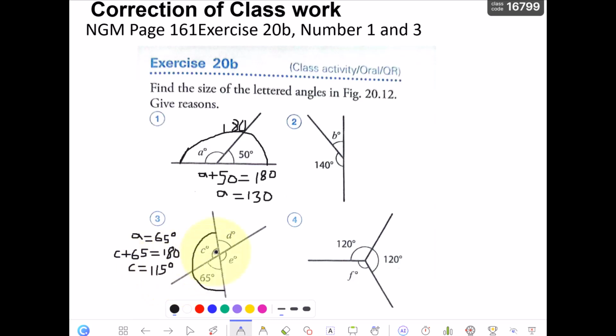So that is C. And remember, C is also facing E. You can see C and E, they are vertically opposite. That means C is equal to E. And if C is 115, that means E is going to be 115 also. So with this, you can see the solution of these two questions. You can practice 2 and 4 on your own. So it's a good one to understand angle at a point, angle on a straight line, and vertically opposite angle.